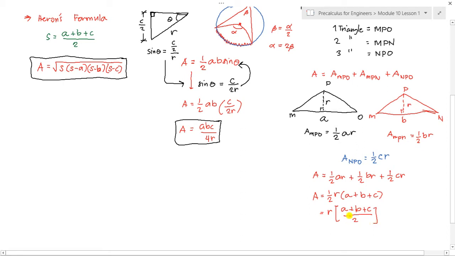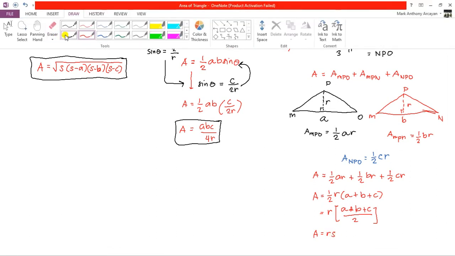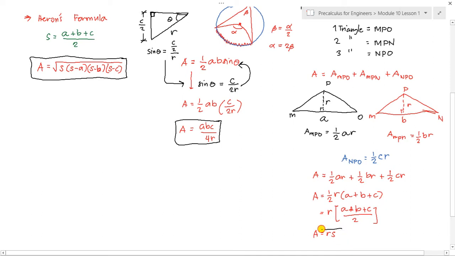And what is the equivalent of this expression, class? This A plus B plus C all over 2. From Heron's formula, that is equivalent to the semi-perimeter, right? S. So here, the area of a triangle that circumscribes a circle is equal to the radius times the semi-perimeter. Okay, so it's just RS.